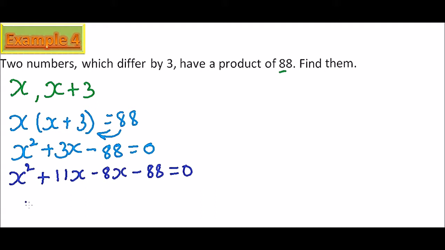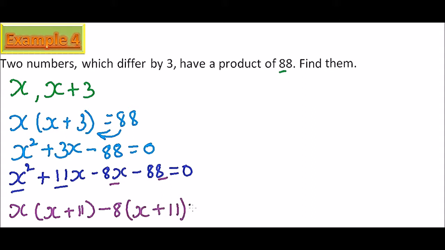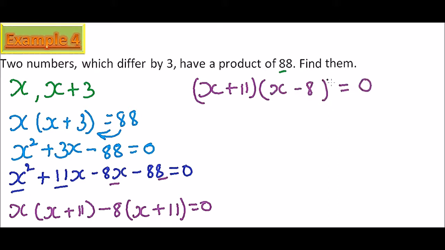So we factor out what is common. Here we will factor out x, and inside you will be left with x plus 11. The other side, we factor out minus 8, so we'll be left with x plus 11 is equals to 0. So now we can get the factors: (x plus 11) and (x minus 8) is equals to 0.